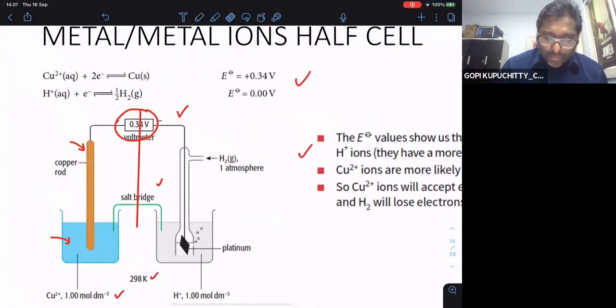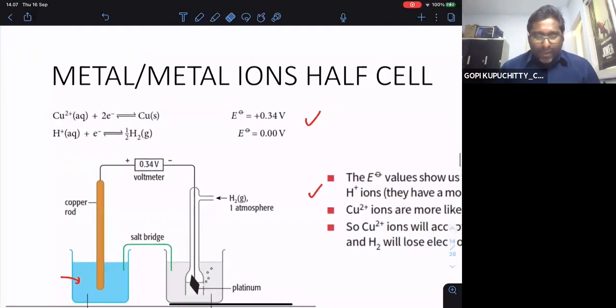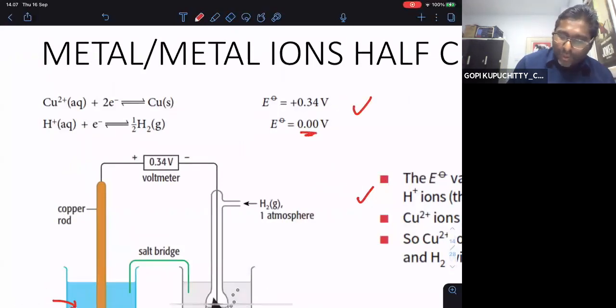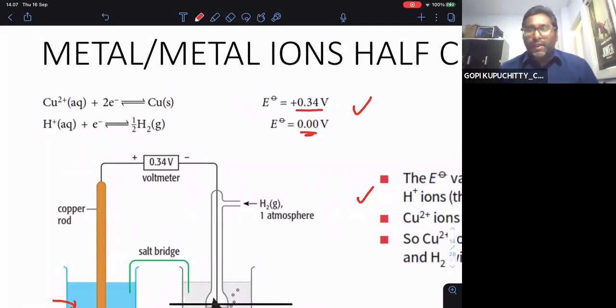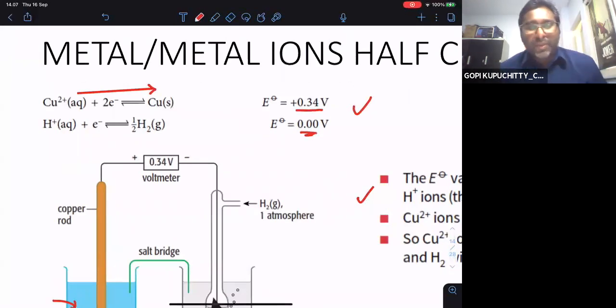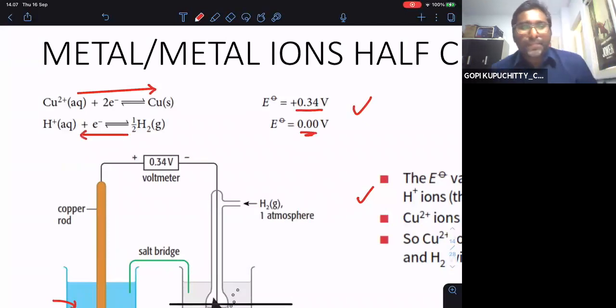What I can teach you over here is, let's find out which one is the positive terminal and which one is the negative terminal. If you look at this value, do remember, when I taught you, this is always 0. So you see here, this is positive. 0.34 is more positive than 0, so the position of the equilibrium is going to be to the right. This one is going to be to the left.